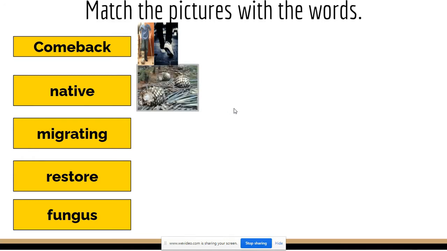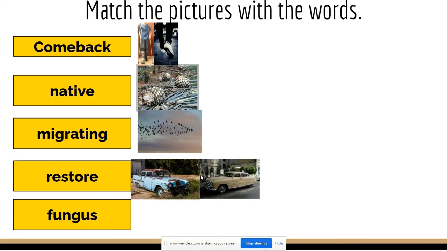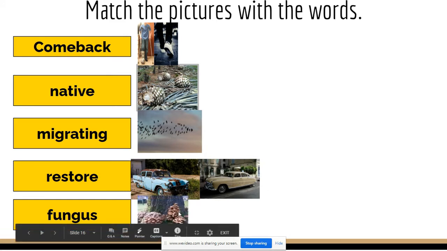For something to be native, it needs to belong naturally. For example, these pineapples falling on the ground. That's a natural thing. Then here, I've got migrating, where the animals are moving with the seasons. These birds are flying away and migrating to a new home. When we restore something, we return it to its original condition. Here you've got the rusted, beat up version, and here you've got the fully restored version. And last but not least, you've got a fungus, which is something that lives off decaying material.